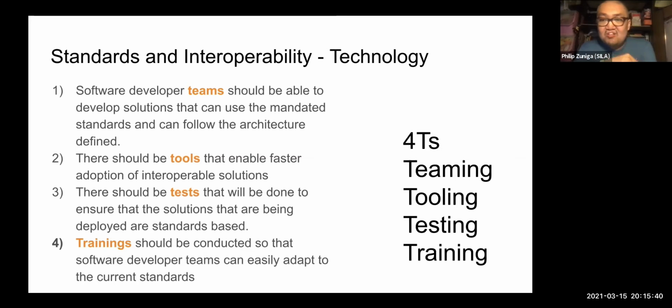This will also be test. So an interoperability lab also conducts testing. And finally, training. So one important function of an interoperability lab is it conducts training to the various software developer teams so that it will be easier for them to adopt the standards.